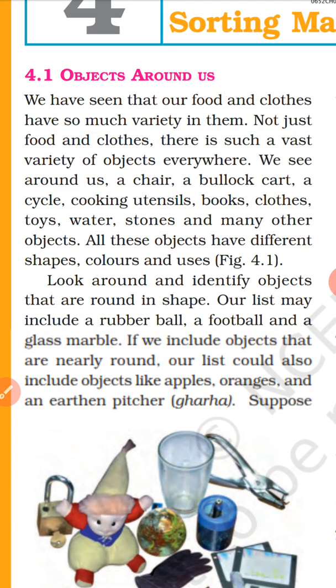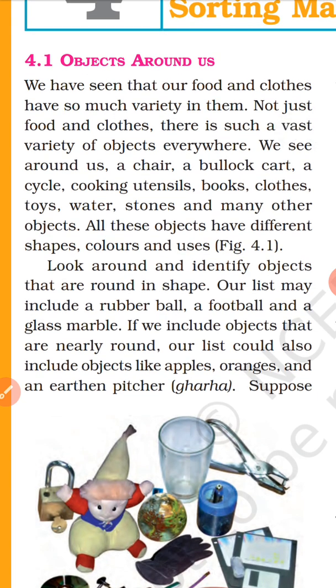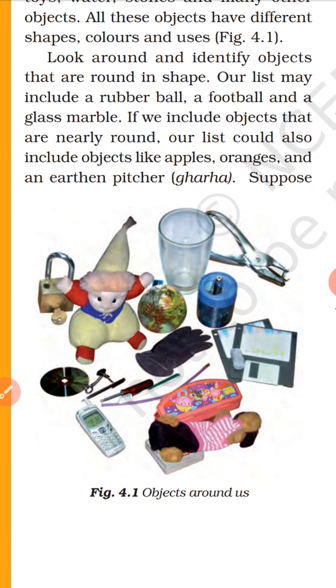4.1 Objects around us. We have seen that our food and clothes have so much variety in them. Not just food and clothes, there is such a vast variety of objects wherever we see around us. A chair, a bullock cart, a cycle, cooking utensils, books, clothes, toys, water, stones, and many other objects. All these objects have different shapes, colors, and uses. You can see it in the 4.1 objects around us.